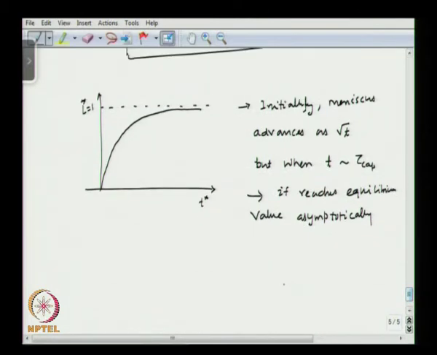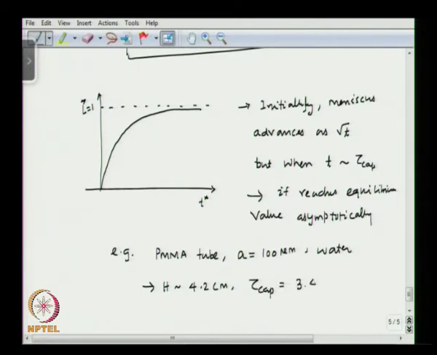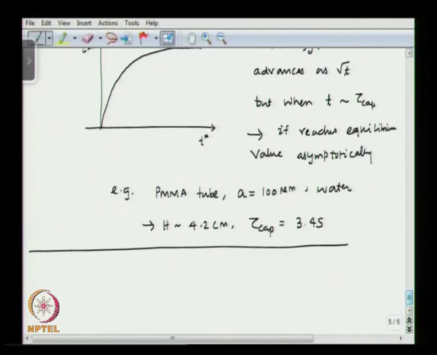Okay. So, you take an example. If you take an example, it is the same PMMA channel case, PMMA tube, and radius is 100 micron, and we have water as the liquid, and we saw that H will be about 4.2 centimeter, and the time scale will be about 3.4 second. Okay. So, in this case you can expect that the capillary rise is going to follow the square root of t trend up to about 3.4 second, and then asymptotically it will reach 4.2 centimeter.